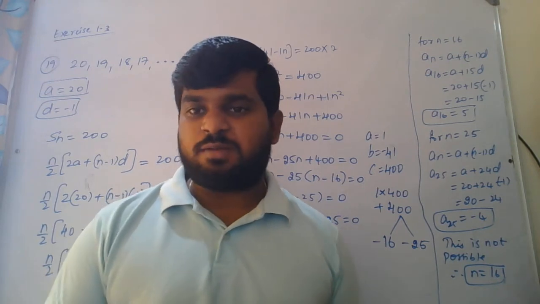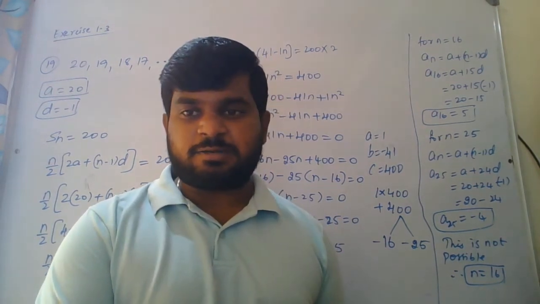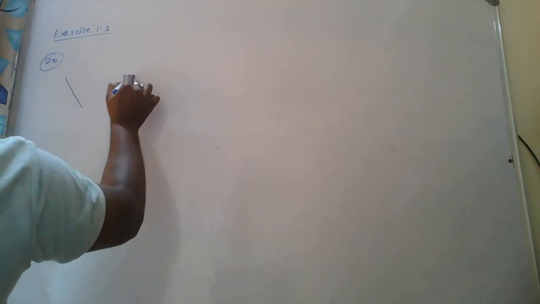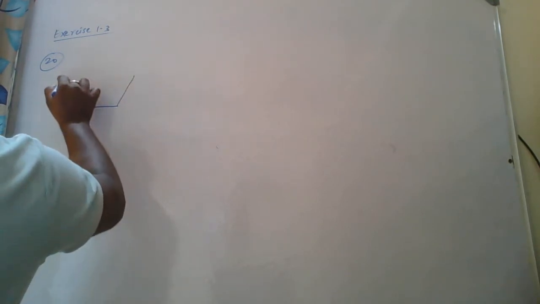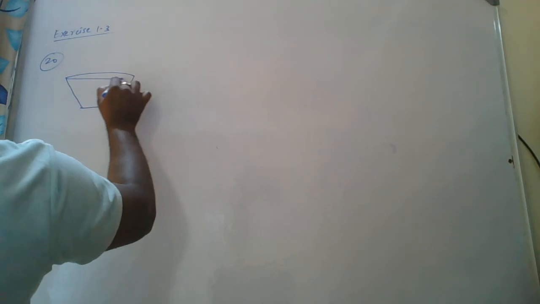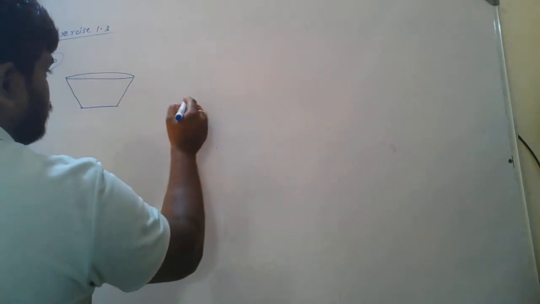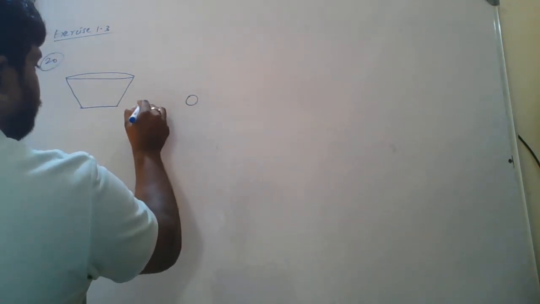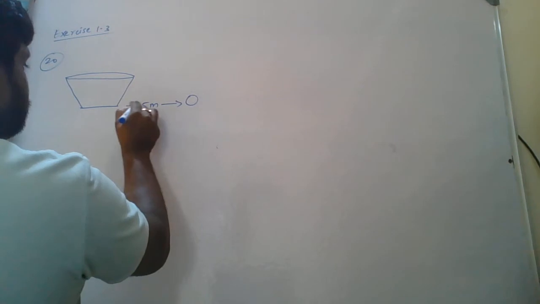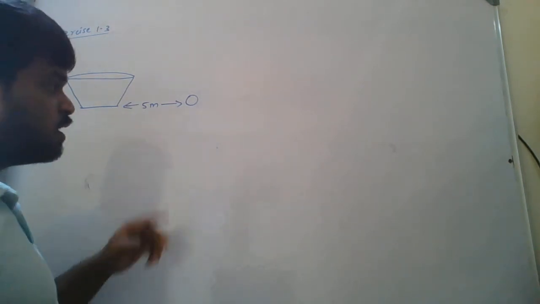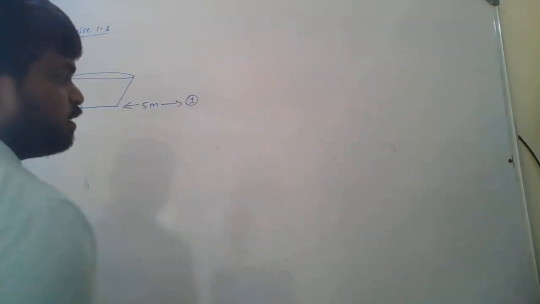There's one more last problem. So let's discuss that. In this question, the setup is like this. We have got a bucket, and we have 10 potatoes which are placed like this. The first potato is at a distance of 5 meters from the bucket.